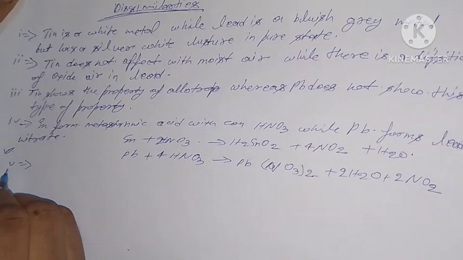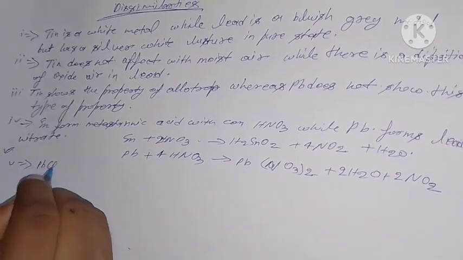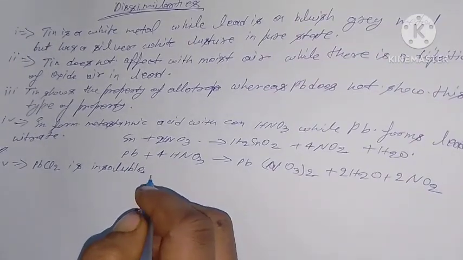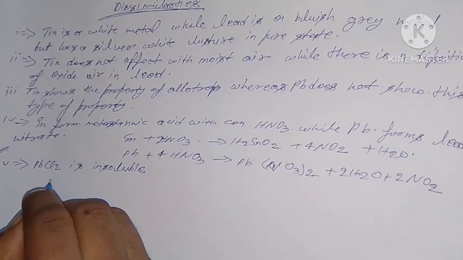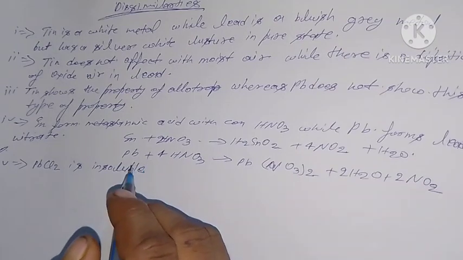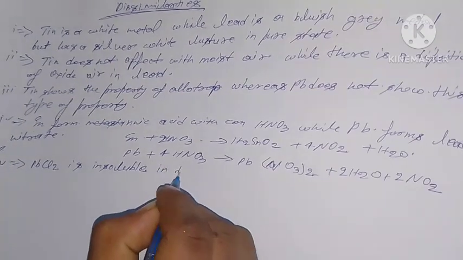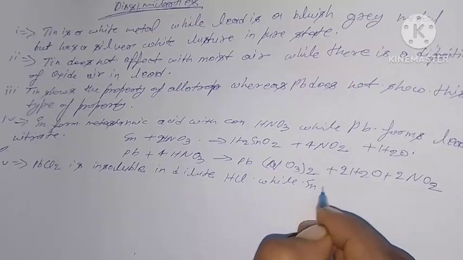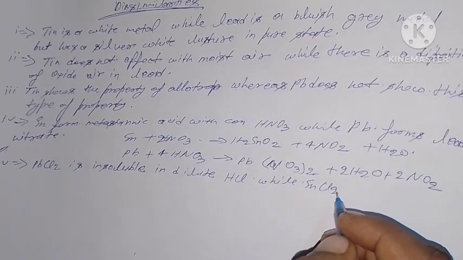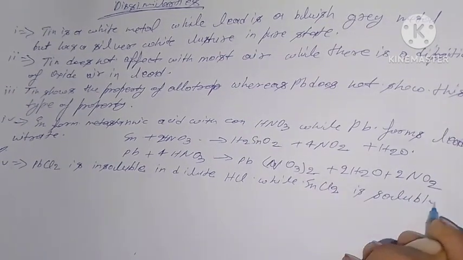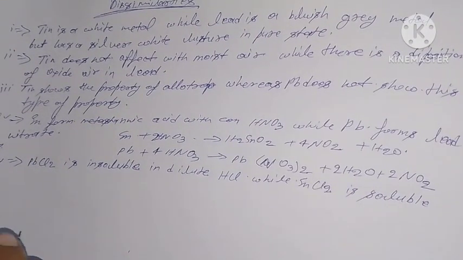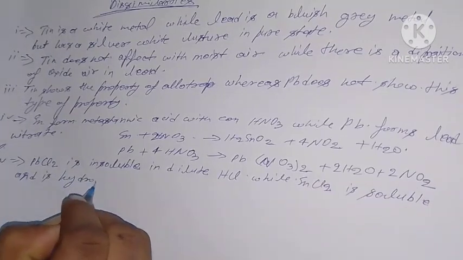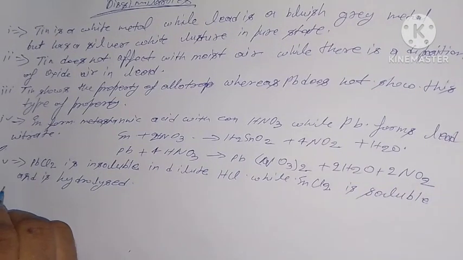And next, fifth point, okay? Lead chloride PbCl2 is insoluble in dilute hydrochloric acid, while stannous chloride is soluble and is hydrolyzed, okay? Hydrolyzed.